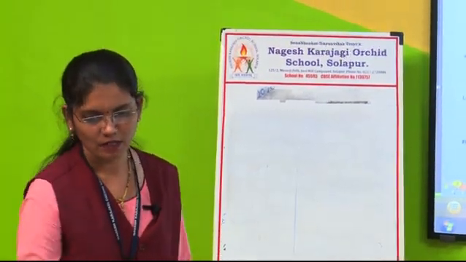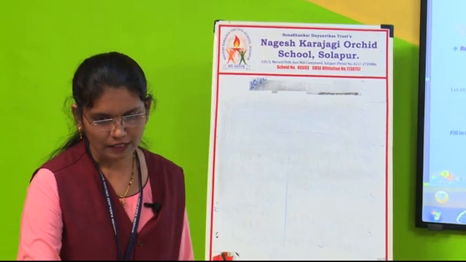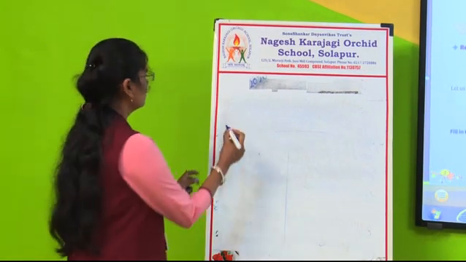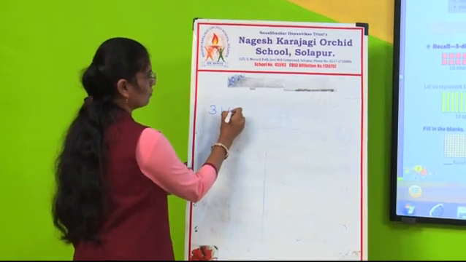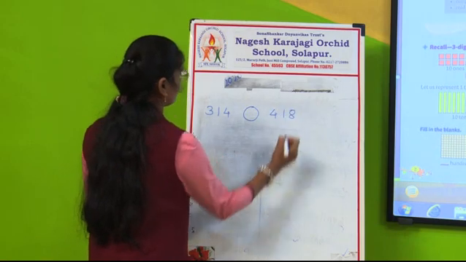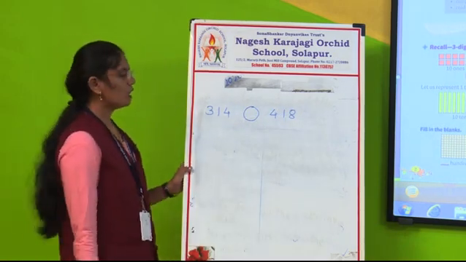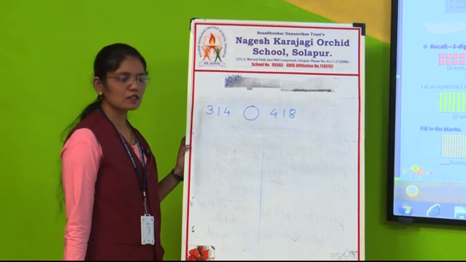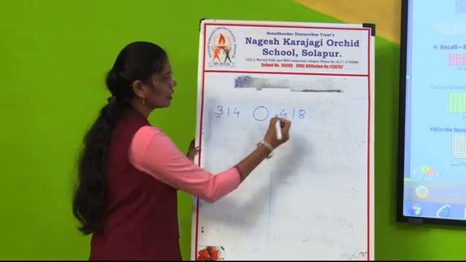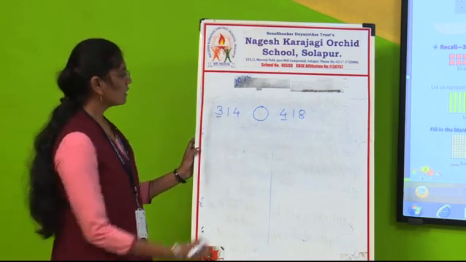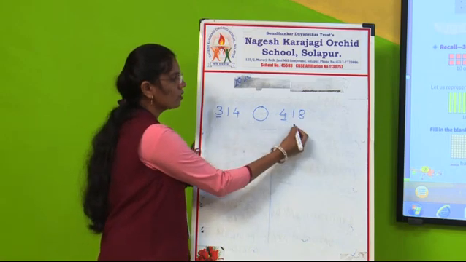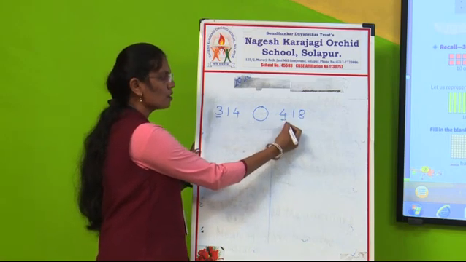Let us take the first example, 314 and 448. 314 and 418. Okay. Now while comparing the numbers, what do we have to do? We have to see the first digit of the given number first. Now in this number 314, 3 is the first digit, and in 418, 4 is the first digit.